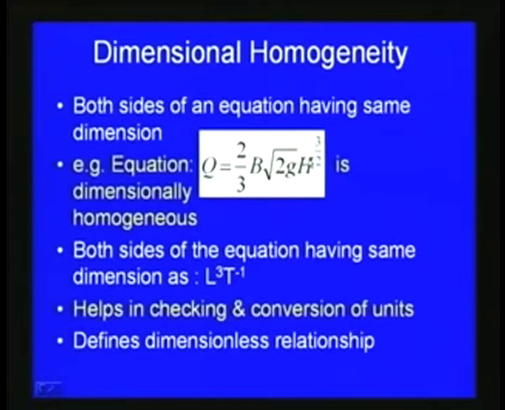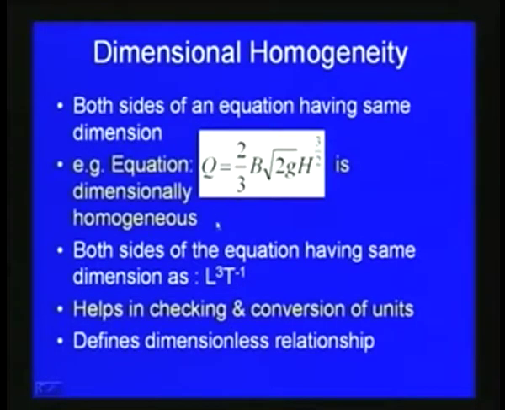So, L into L to the power 3 by 2, and g we have already seen is acceleration due to gravity, so meter per second square. If we use that, then finally both sides the dimension will be the same. You can see that both sides of the equation have the same dimension, L cube into T to the power minus 1.